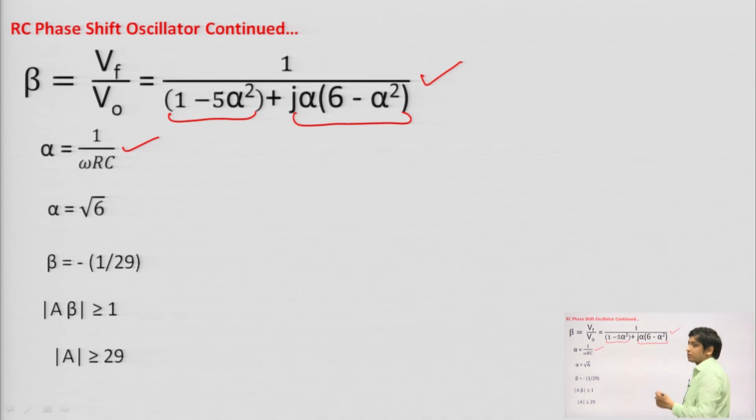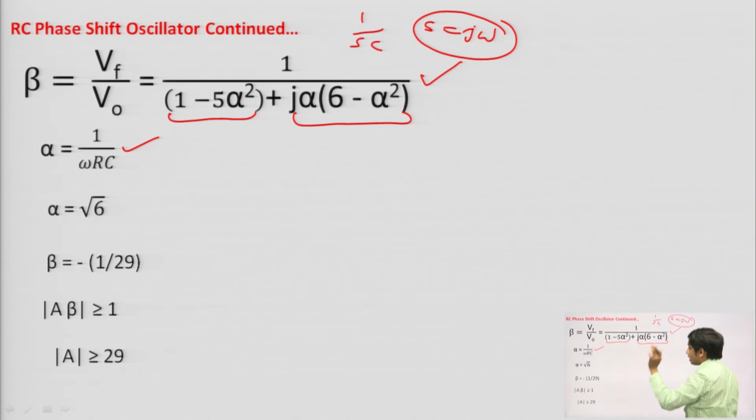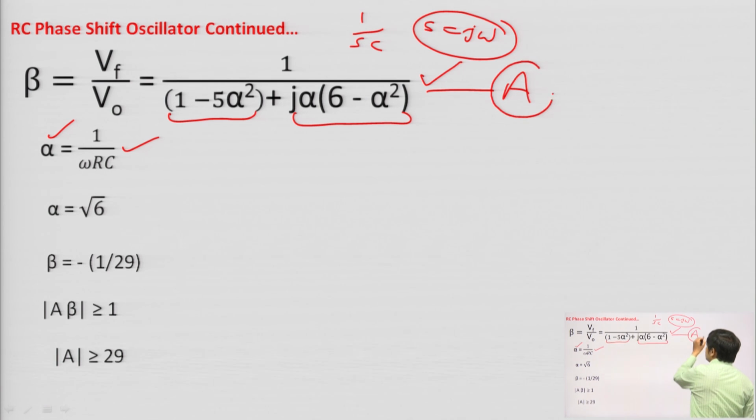Obviously, we will get it because there is a capacitor. Capacitor means 1 by SC. Capacitor impedance is 1 by SC, S is equal to j omega. Then of course, in the equation omega term will come. Separate the real part and imaginary part, and wherever you get 1 upon omega RC, just replace that with alpha. After doing this, you will get this equation A.